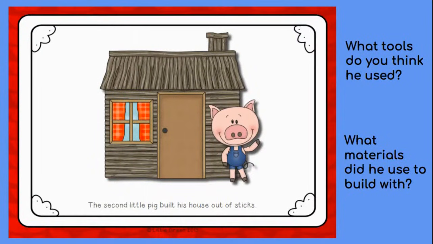The second little pig built his house out of sticks. Now, the tools he would have used here would have maybe been hammer and nails, and the materials he used would obviously be sticks and wood. He has a window, so maybe some glass.